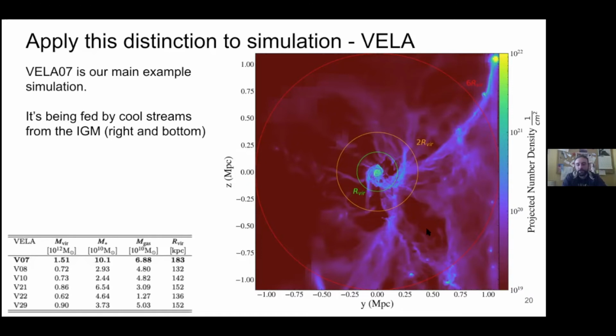But the reason is just because I wanted to show the main structure that's feeding this thing. You can see these 2 inflowing streams. There's one coming in from the right, there's one coming in from the bottom. They're kind of meeting up right here, and inside the virial radius, they're curling around in this clockwise manner. And so this is the gas that's inflowing from the IGM and feeding the galaxy. And we can prove that in a second. But the other thing to say is that this galaxy, Vela 7, is about 10^12 solar masses in total mass and about 10^11 solar masses in stellar mass.